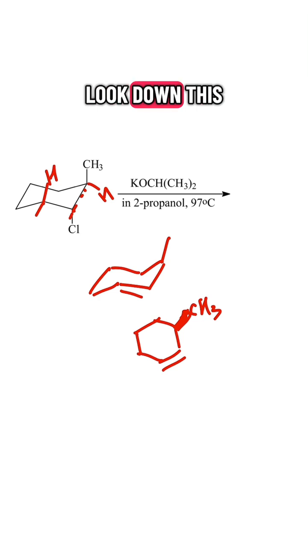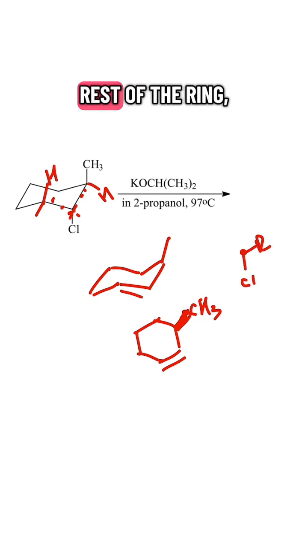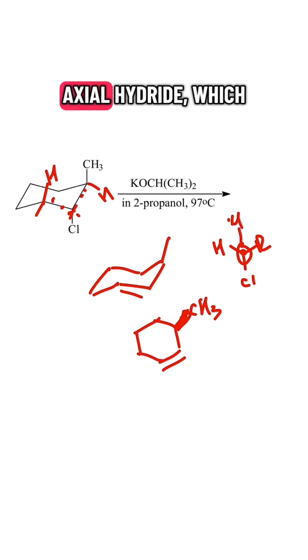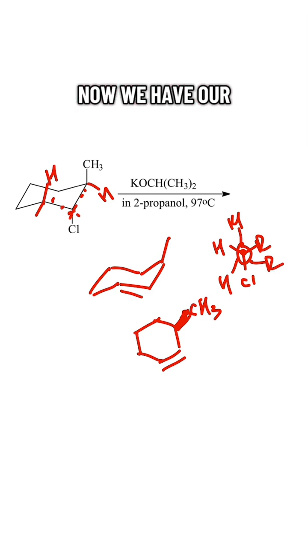But if we look down this bond here, we have chlorine out to the rest of the ring. We have our proton. And behind it, we have our axial up hydrogen, which is anti, and then we have the rest of our ring. So now we have our anti-hydrogen, and that participates in it. So this one trips up a lot of people, so make sure it's not you.